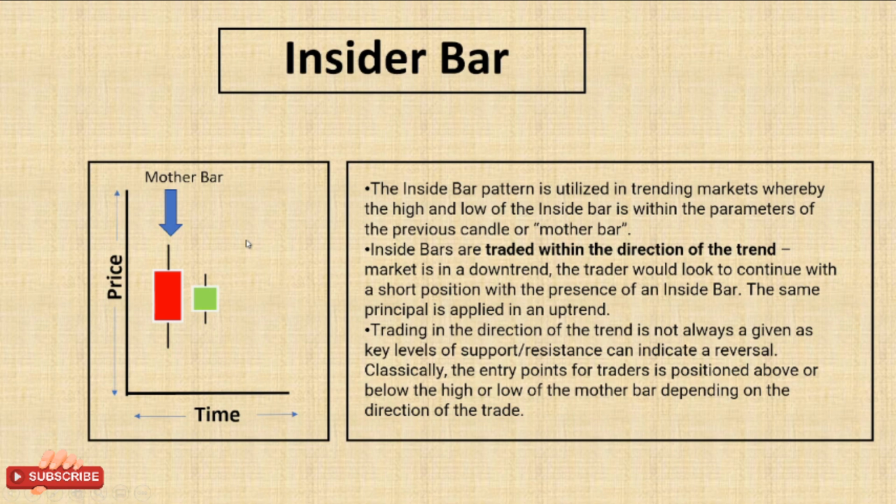Trading in the direction of the trend is always preferred, given key levels of support and resistance that may indicate a reversal. Classically, the entry point for the trader is positioned above or below the high or low of the mother bar. So what you have to do is wait for the second, third, or any candle to cross the high or the low of the mother bar.